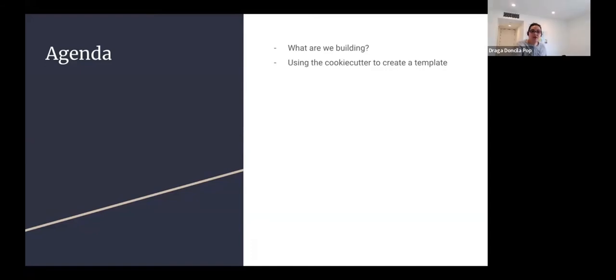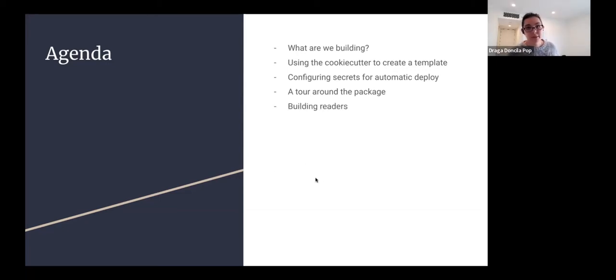I'm going to show you how to use the cookie cutter, the Napari plugin cookie cutter, to create a template plugin. I'm going to show you how to configure secrets for your repository, for a new repository, for automatic deploying to PyPi. I'm going to give you a tour around the package that the cookie cutter creates, so you get familiar with the different files and folders within it. And then we're going to get to build it.